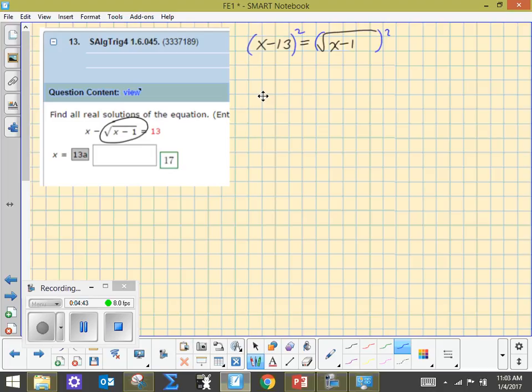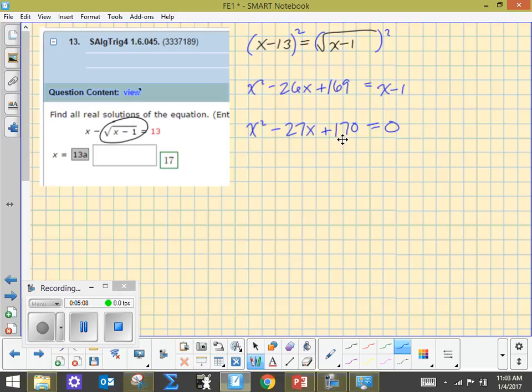Square that, square that. So squaring the left-hand side gives me x squared minus 26x plus 169. The right-hand side now gives me x minus 1. I'll subtract x from both sides to get x squared minus 27x, add the 1, so plus 170 is equal to 0. Okay.